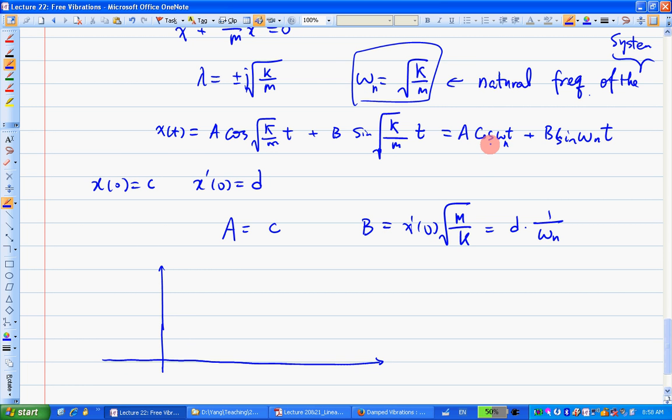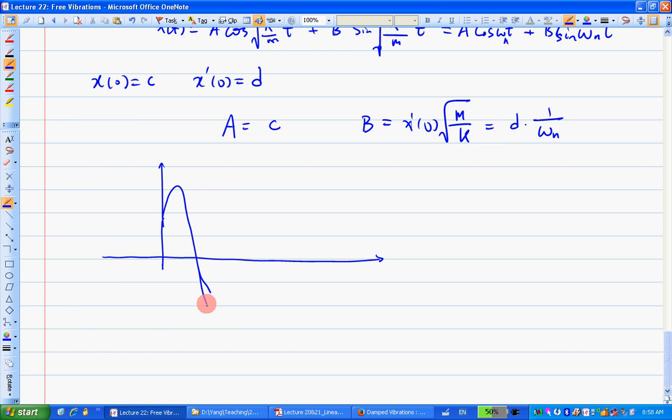Here's x of t here. Because there's no damping, as you can see from the solution in here, the x of t essentially is just going to keep oscillating, right? So a typical look at x of t is probably like this. Okay, so it's a sinusoid. It typically looks like this.